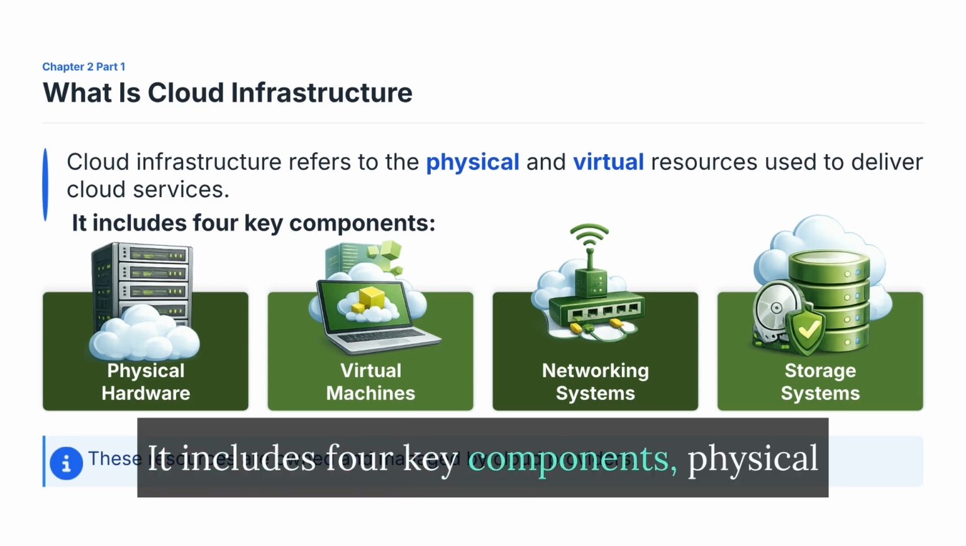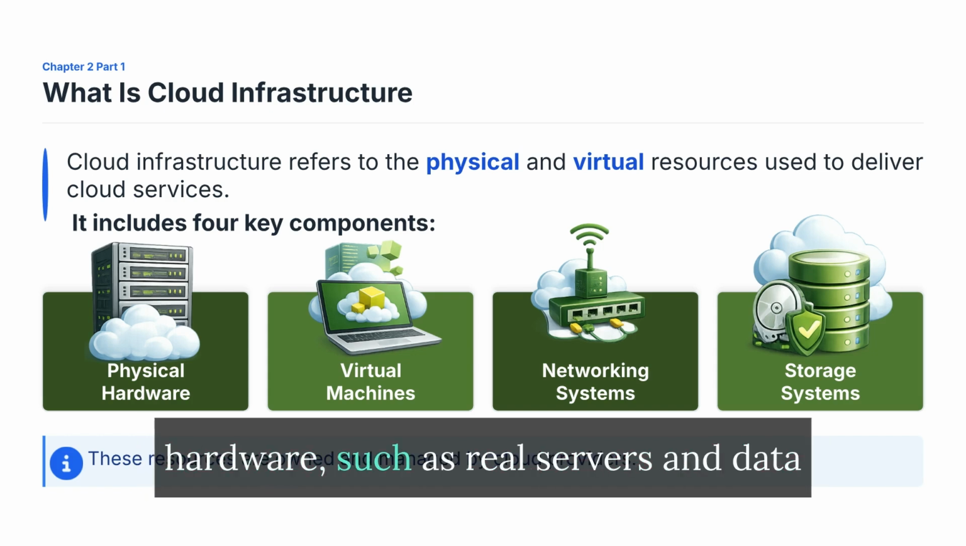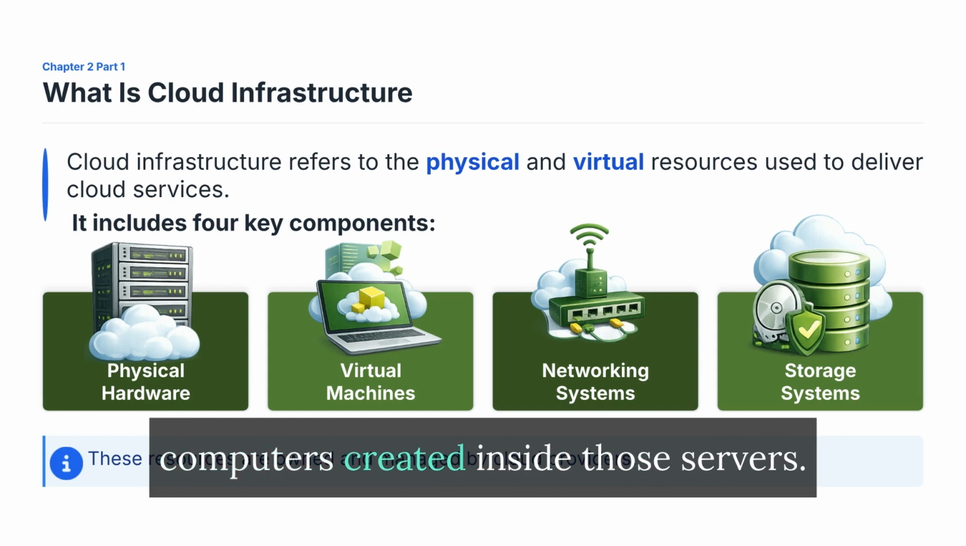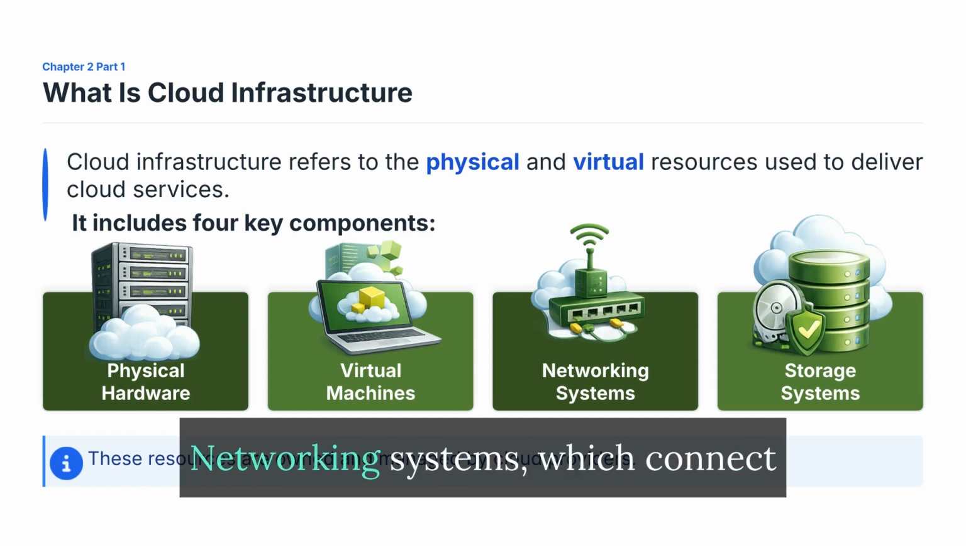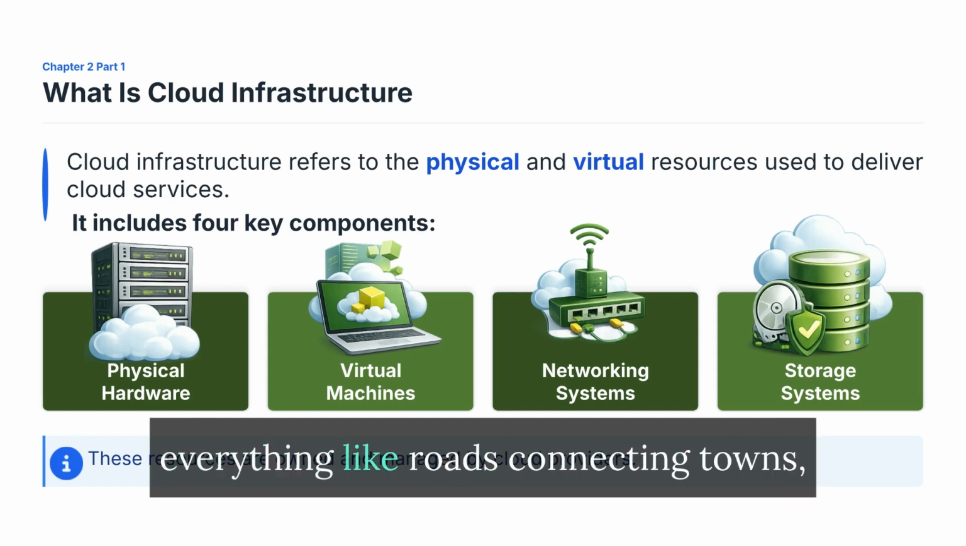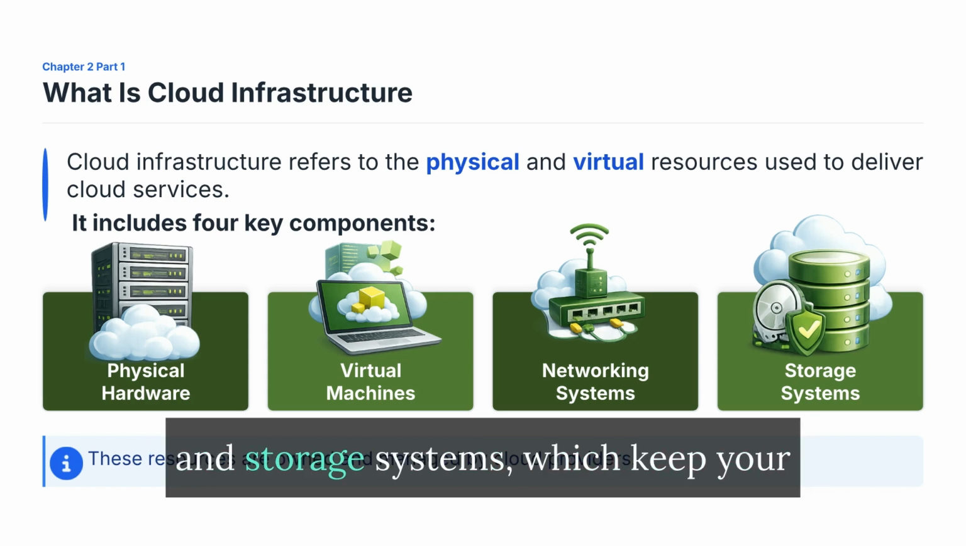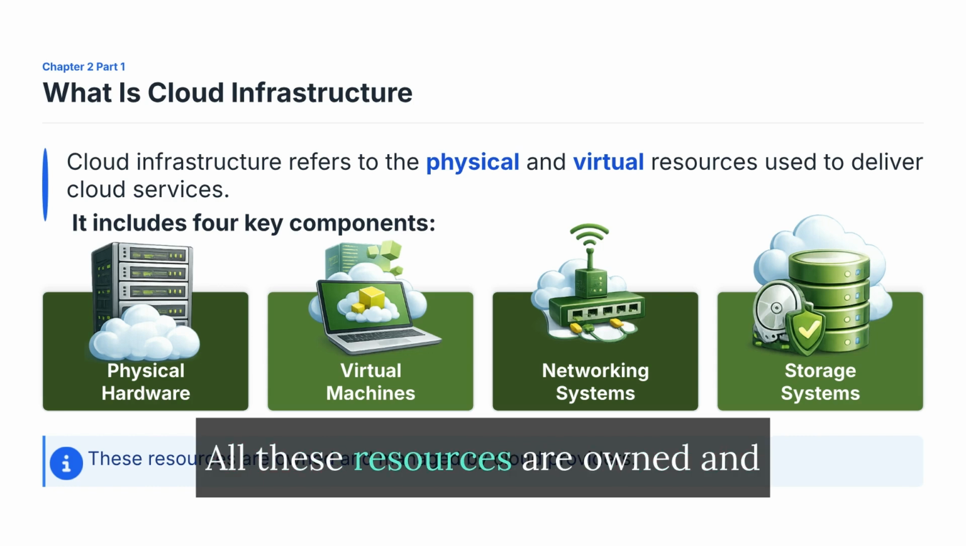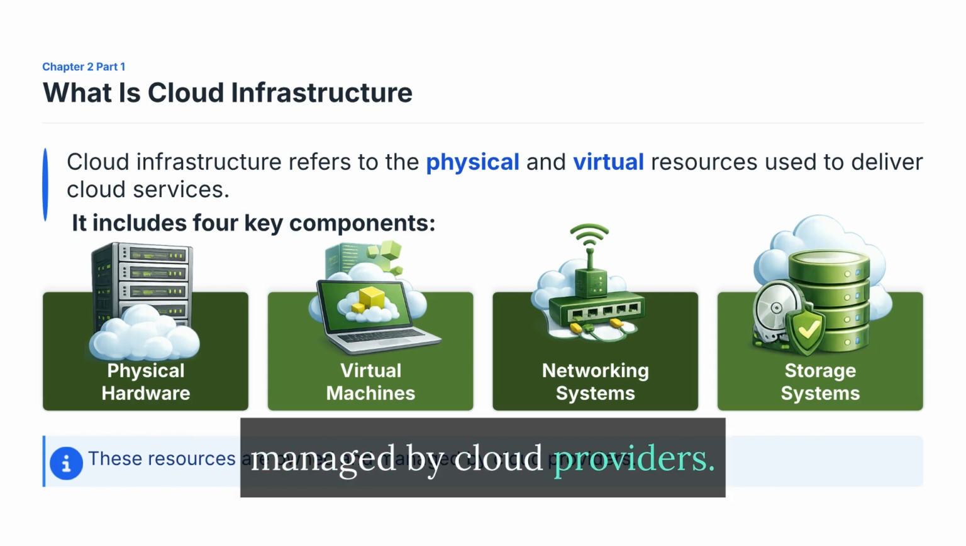It includes four key components: physical hardware, such as real servers and data centers; virtual machines, which are computers created inside those servers; networking systems, which connect everything like roads connecting towns; and storage systems, which keep your data safe, like a digital warehouse. All these resources are owned and managed by cloud providers.